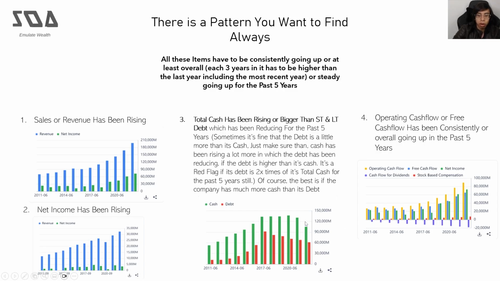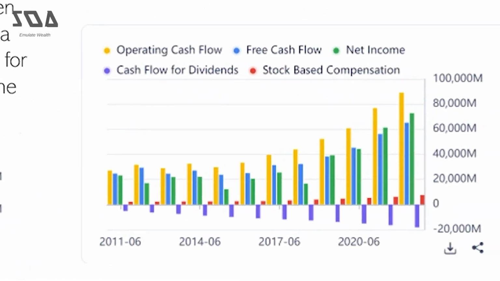And most importantly, the cash has been recently going down, but the debt has also been recently going down. So it isn't that the debt is going up relative to the amount of cash, or that the debt is higher than the cash. Then for operating cash flow or free cash flow, that has been consistently, or overall, going up in the past 5 years. This is an excellent example of the operating cash flow going up.